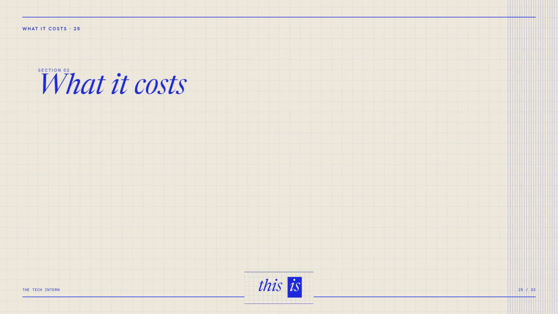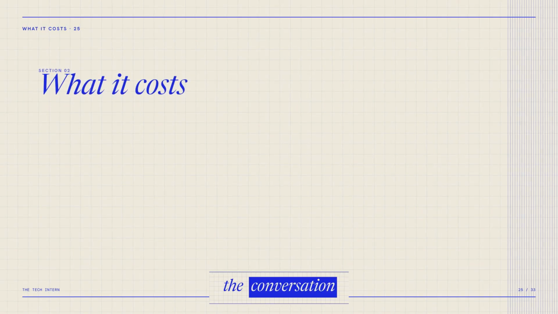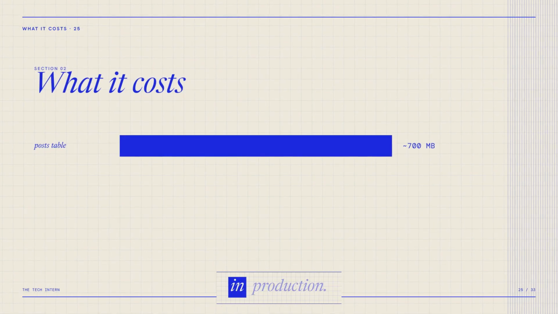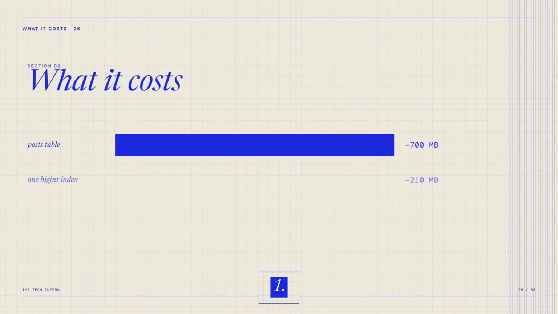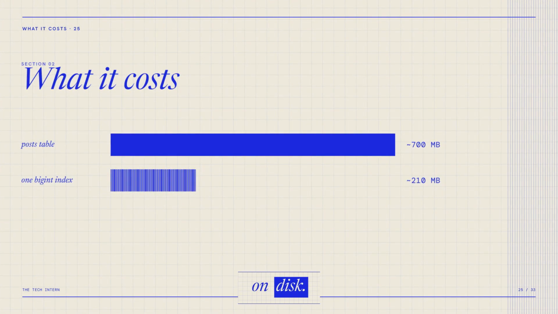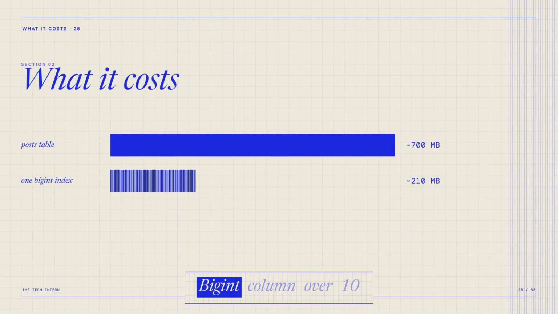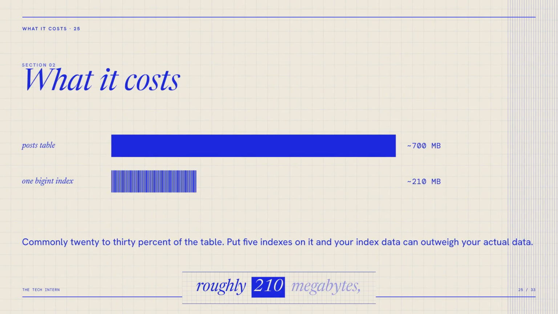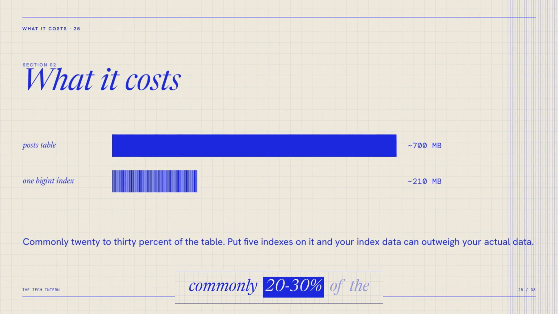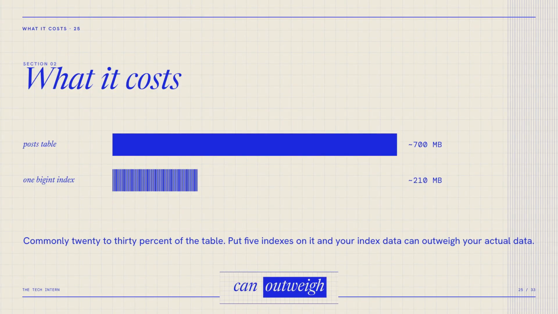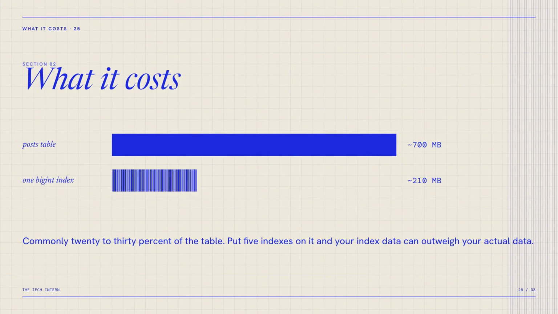None of this is free, and this is the half of the conversation that separates people who've read about indexes from people who've run them in production. 1. Storage. An index is a whole separate structure on disk. A B-tree on a single bigint column over 10 million rows runs roughly 210 megabytes, commonly 20 to 30% of the table itself. Put 5 indexes on a table and your index data can outweigh your actual data.